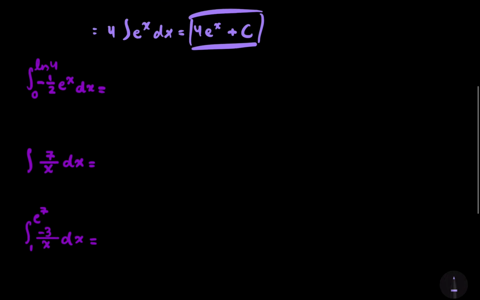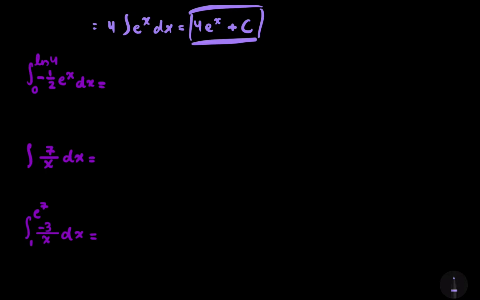Next up, this is a definite integral now from 0 to the natural log of 4 of negative 1/2 e to the x dx. And so let's go ahead and actually do that. We can write this as, again, we can take the constant out, so that's just going to be negative 1/2. E to the x will stay the same, and we're evaluating that from 0 to the natural log of 4. So that's going to be negative 1/2 times e to the natural log of 4, and then we're going to subtract from that negative 1/2 times e to the 0.